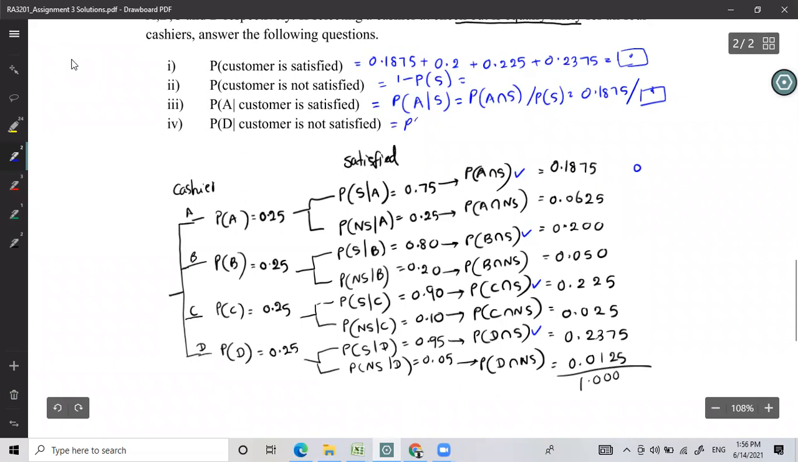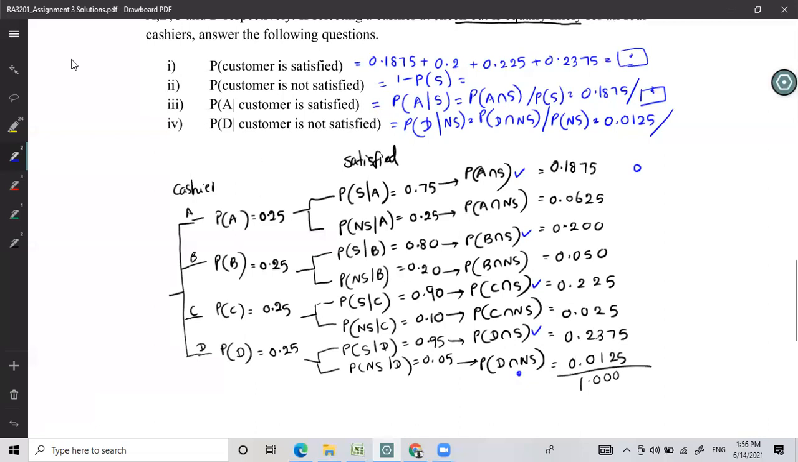Then you need the probability D, given that the customer is not satisfied. Again, it will be D intersection NS, and you divide by the given one, P(NS). D intersection NS is there, 0.0125. You divide it by the probability not satisfied. Okay, so it will be this answer. Now you can get all the answers.